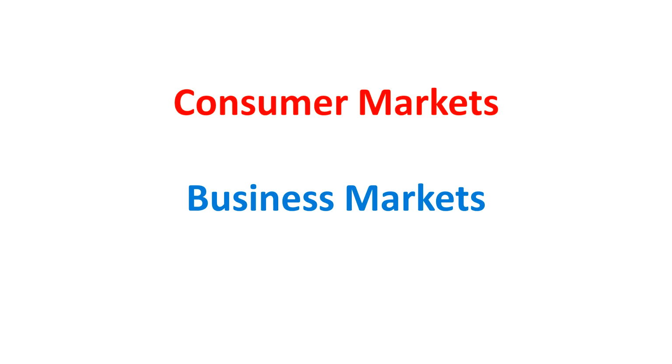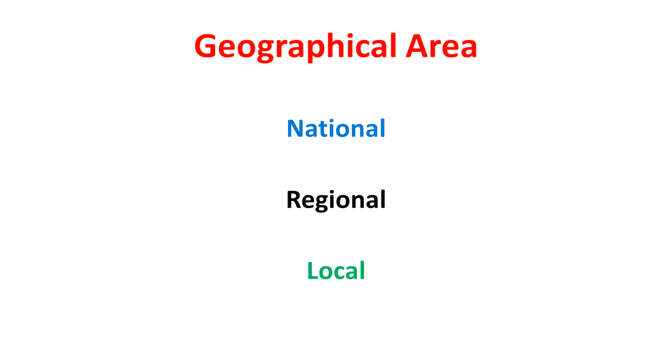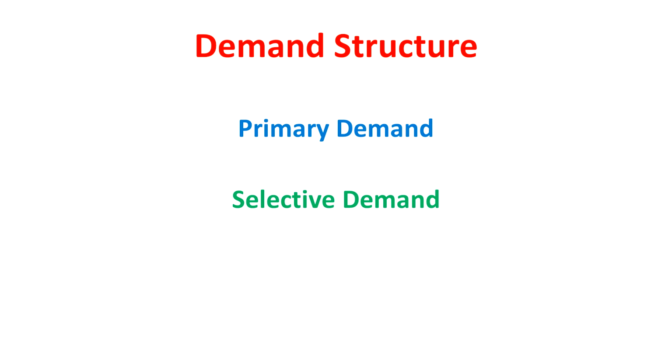Now let us talk about advertising to consumer markets. As marketing can be classified between the consumer and business markets, the advertising efforts for both the markets differ. As far as advertising to consumer markets are concerned, it can be classified on the basis of geographical area and on the basis of the demand structure. On the basis of geographical area, it can be divided on the national basis, regional basis and on a local basis. On the basis of demand, the advertising is done either for a primary demand or for a selective demand.